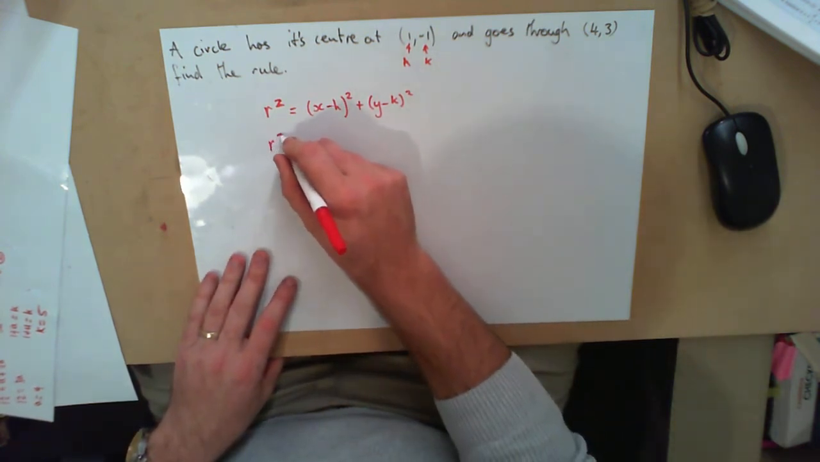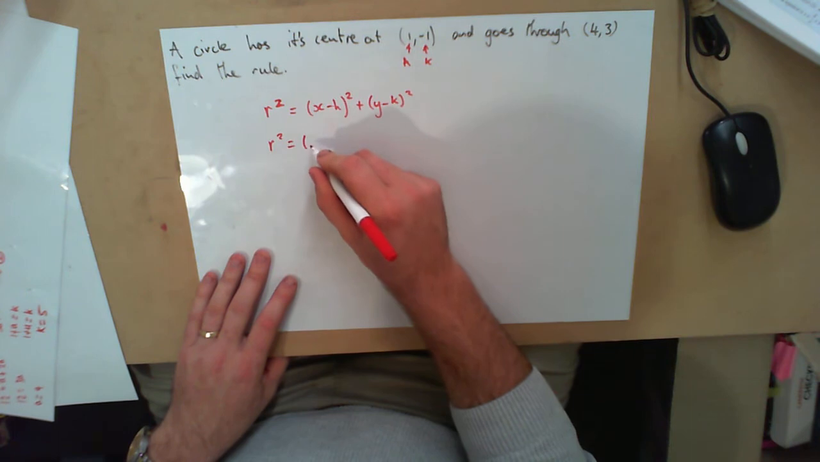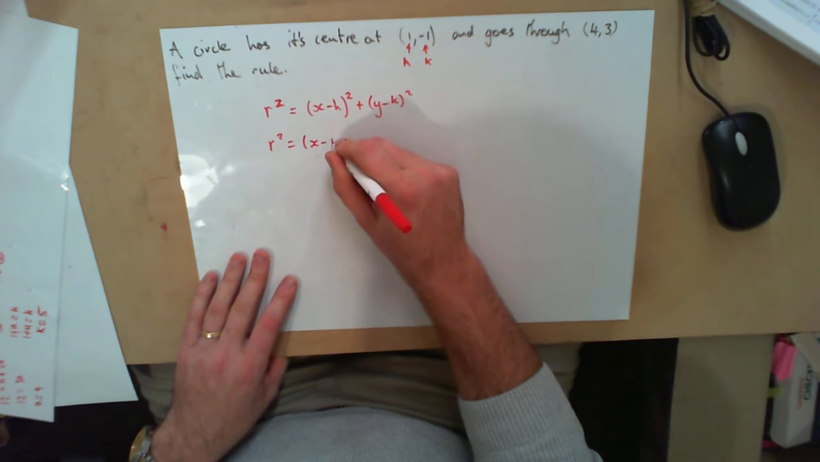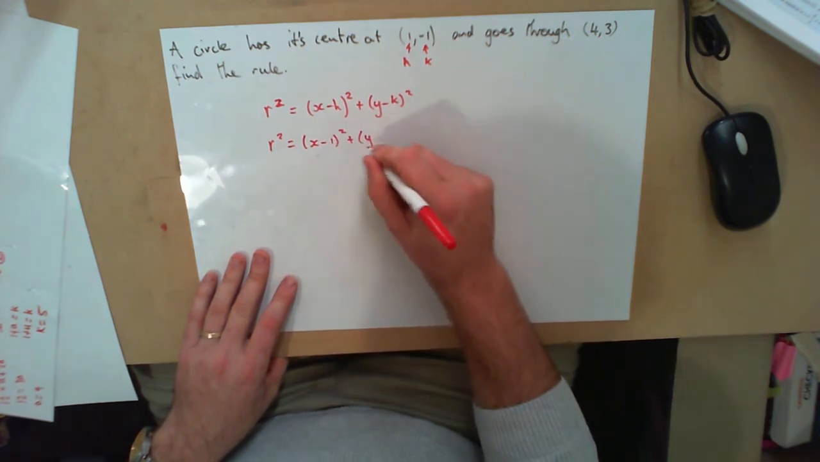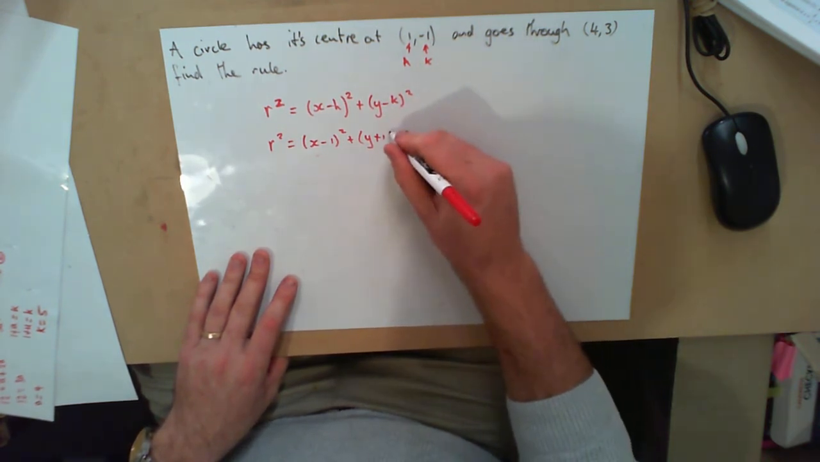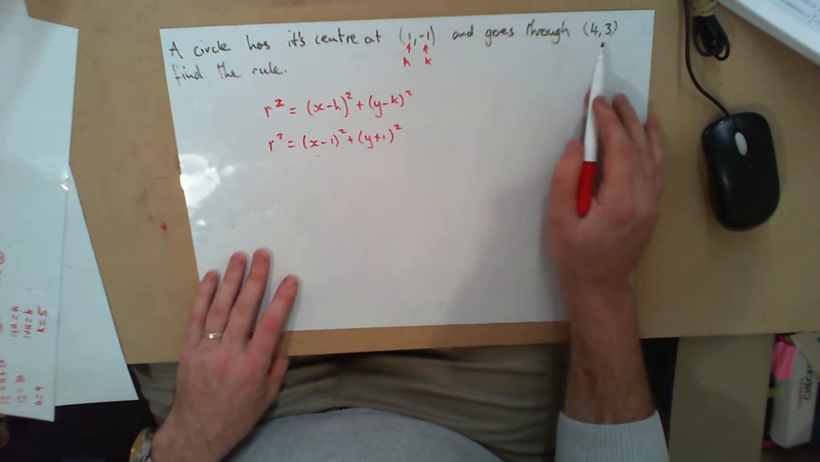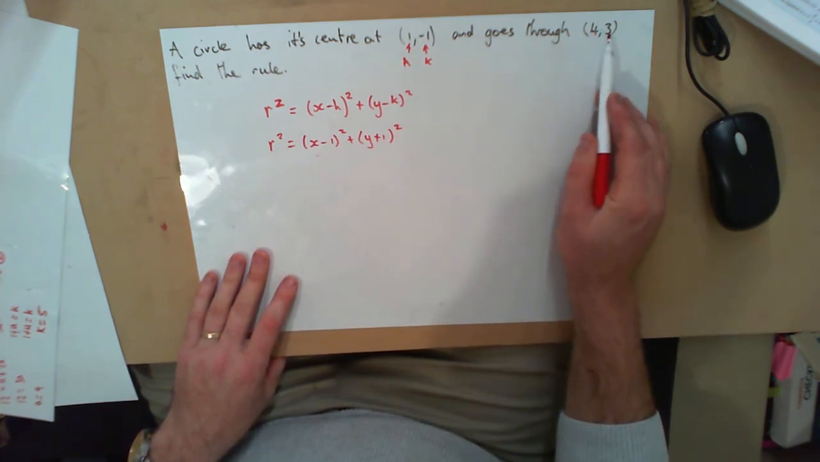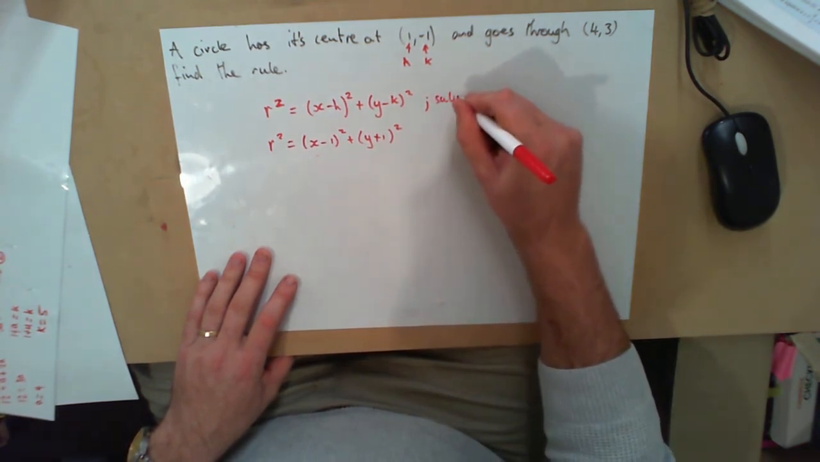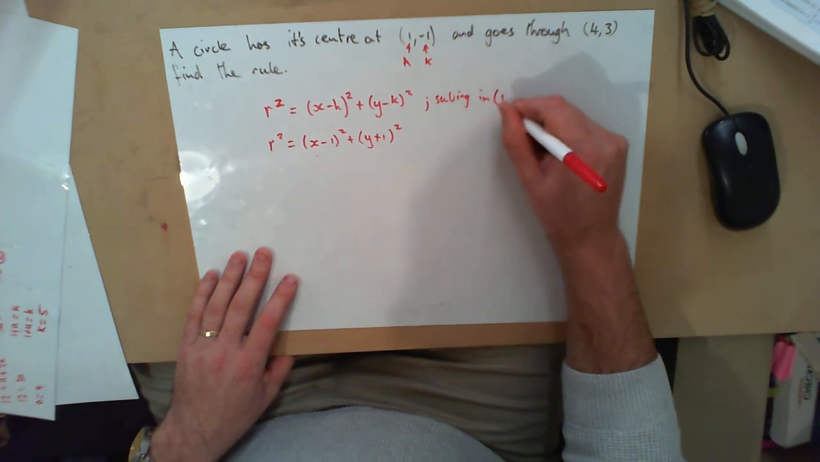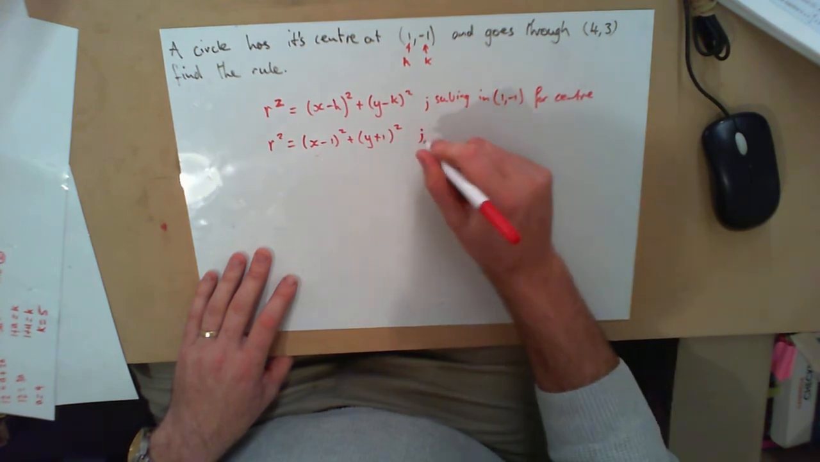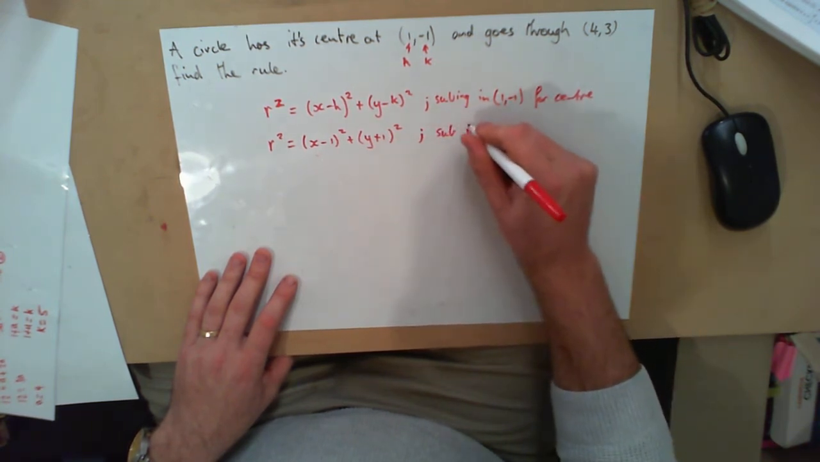So what I'm going to do is say that r squared equals (x take 1) squared, and it'll be y plus 1, because we're taking that negative 1, which turns into a positive, or we're just switching the signs. But we also know it goes through the point (4, 3), so we can sub that in as well. So this was subbing in 1, negative 1 for the center. This time we're going to sub in 4, 3 for x and y.